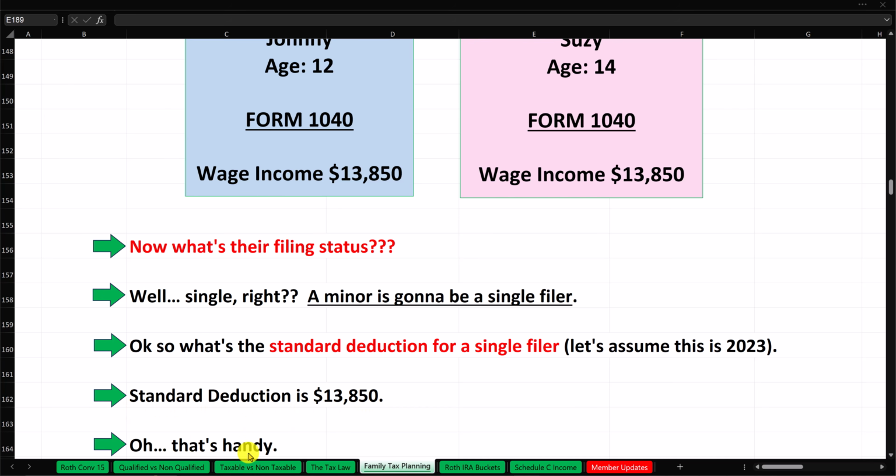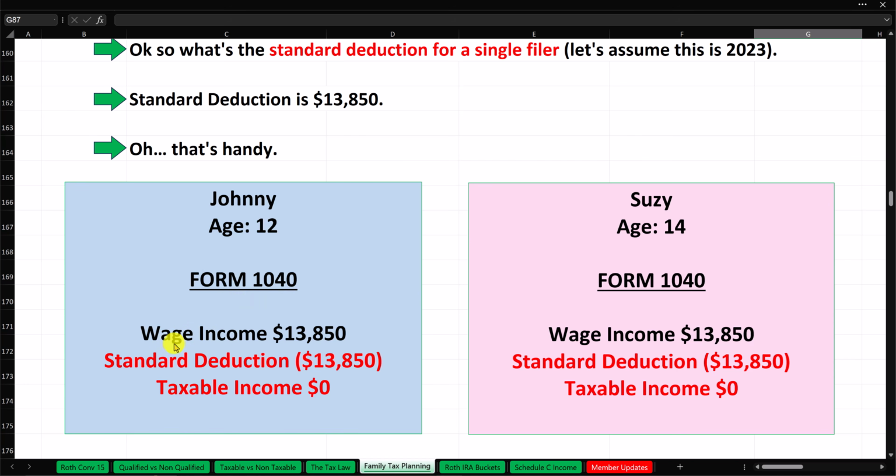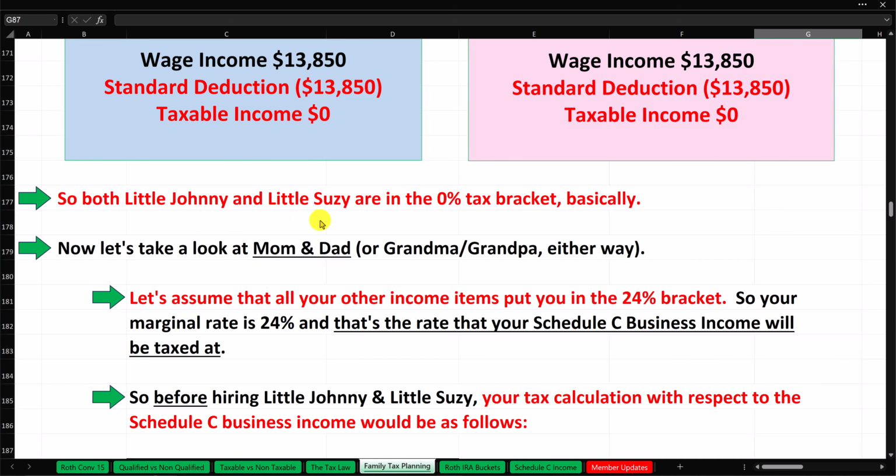Oh, that's handy. So here's little Johnny's return. He's got his wage income of $13,850 right there. He drops in the standard deduction of $13,850, and he's got taxable income of 0. Over here for little Susie, exact same thing, taxable income of 0. So both little Johnny and little Susie are in the 0% tax bracket, basically. Now let's take a look at mom and dad, or grandma, grandpa, either way.